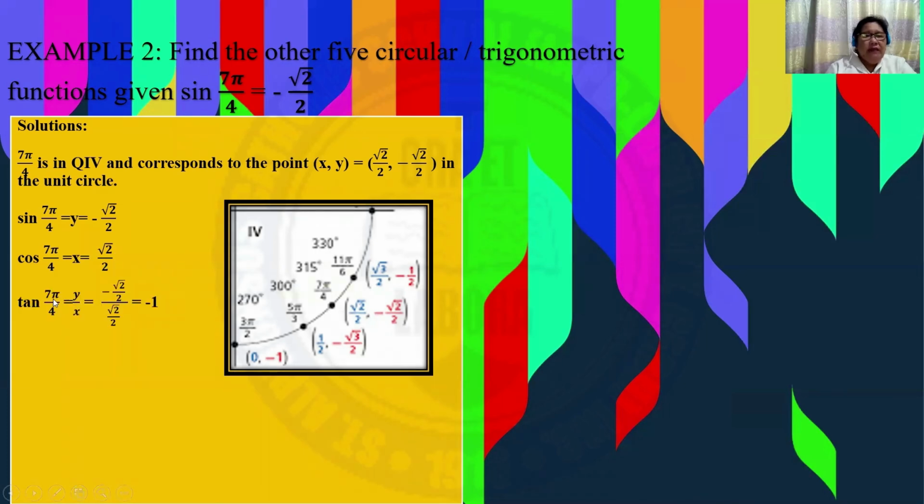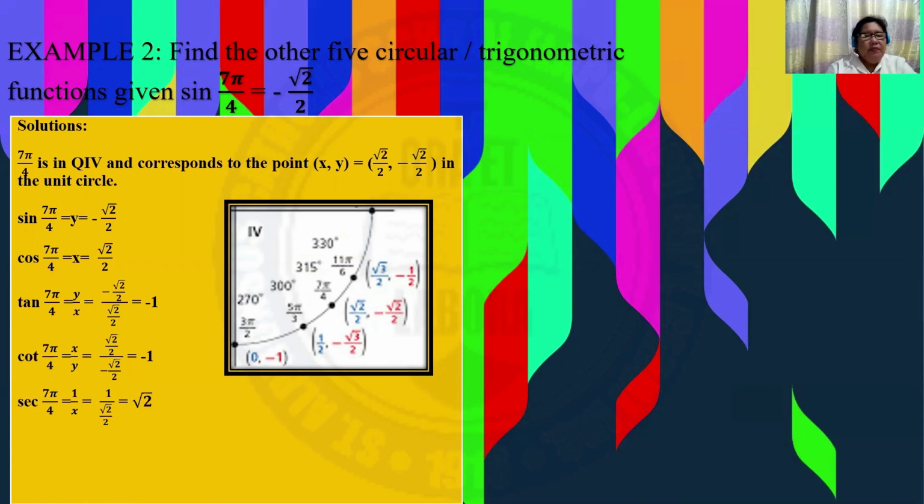For tangent of 7π/4, tangent is y over x, and y is negative square root of 2 over 2, all over square root of 2 over 2. To simplify, it is equivalent to negative 1. For cotangent, which is the reciprocal of tangent, we have x over y. So you simply take the value square root of 2 over 2, all over negative square root of 2 over 2, which is also equivalent to negative 1.